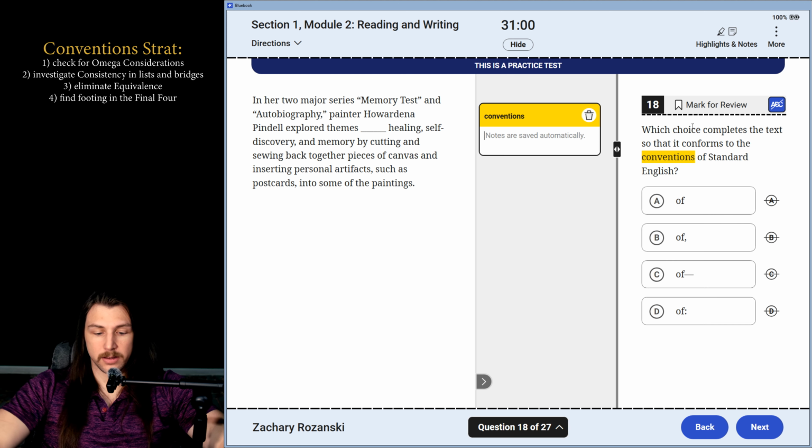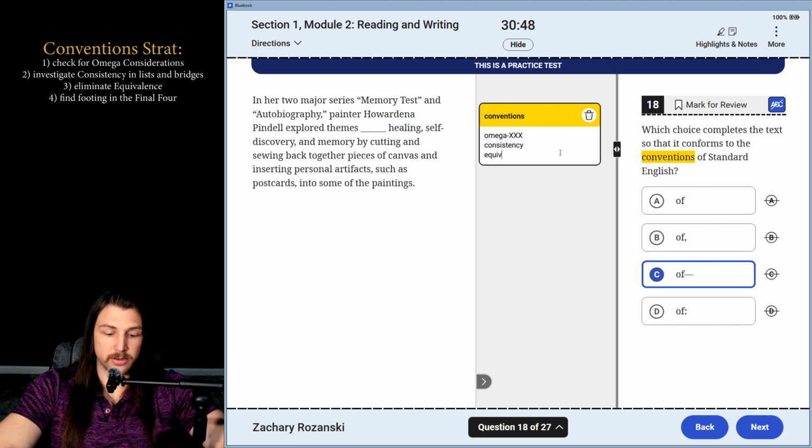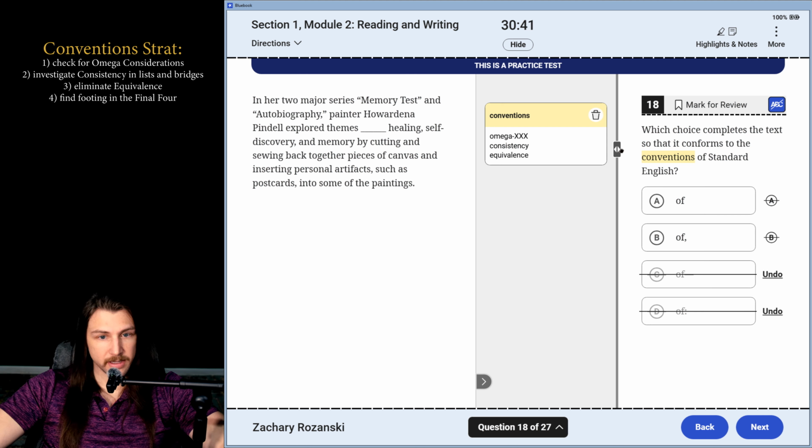18. Another conventions question. We look for our omega considerations, and there are not any. I can move on to consistency because I see a beautiful little dash there. I check the text and I do not see another dash. Therefore, I can tap into equivalence, and recognize that these two things after that secondary step are equal. Then it's one of these two guys.